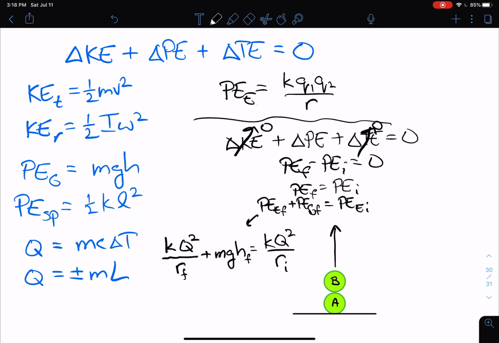What I want to stress here is that even though we have two objects, two balls, for both the initial and final, we only have one potential energy term. This is the potential energy between them. And I only write it down once for the initial and for the final. You don't write it down twice. That would be double counting. This has all the potential energy that exists between B and A in the beginning. This has all the potential energy that exists between B and A at the end.